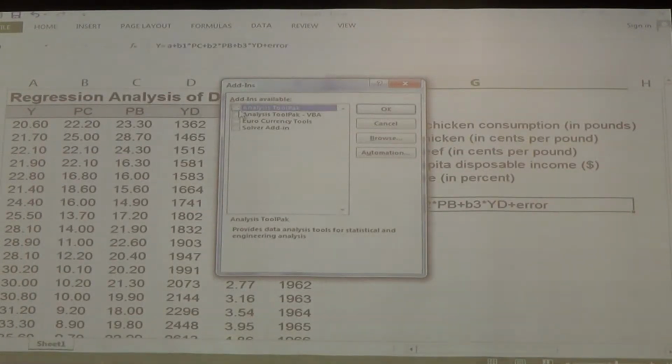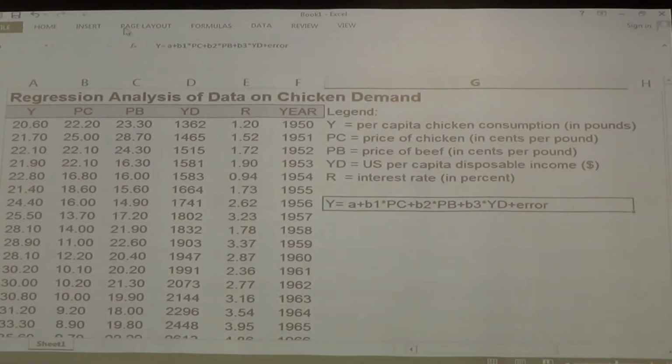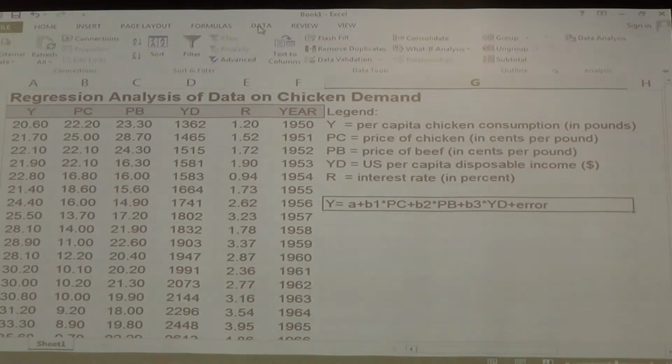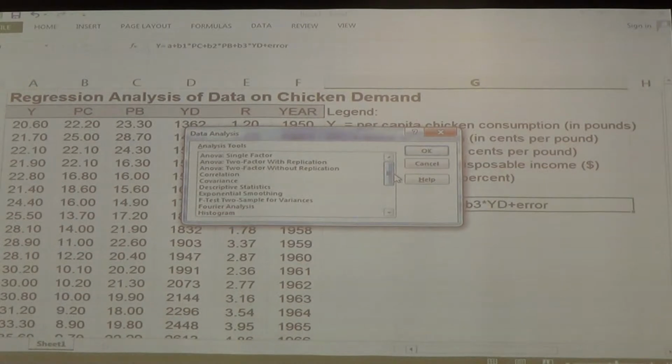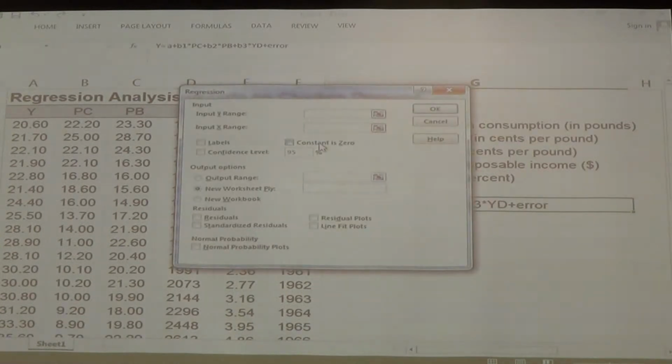Yeah, select analysis toolpack. Okay. So now if you go to the data, you're going to find data analysis here. So now you're ready to use Excel to estimate the equation. Click data analysis, and in the pop-up windows, choose regression, and click OK. And now input Y range here.